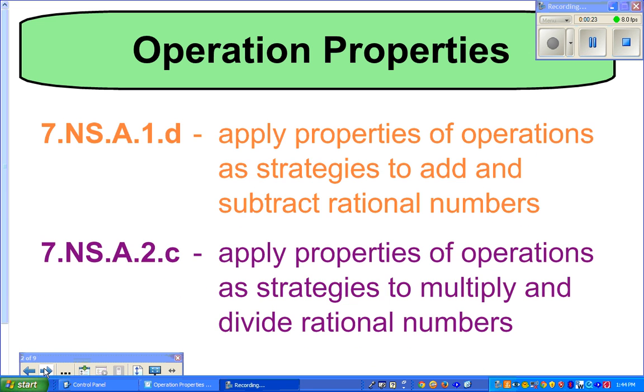What we'll be learning is based on the Common Core Curriculum Content Standards involving the number system. Specifically the 7th grade standards 7.NS.A.1.D, in which we'll apply properties of operations as strategies to add and subtract rational numbers, and 7.NS.A.2.C, in which we'll apply properties of operations as strategies to multiply and divide rational numbers.